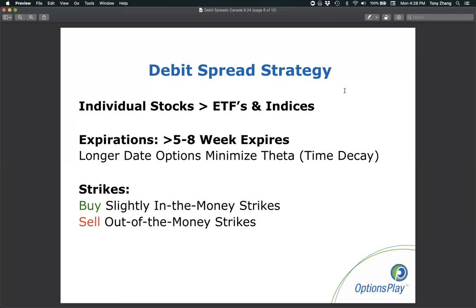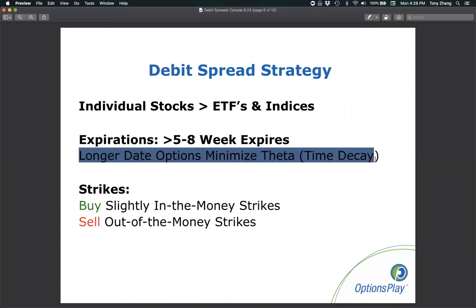When it comes to expirations, this is really where you want to trade longer dated options for debit spread strategies. The reason for this is that longer dated options minimize theta, because time decay is the factor that's working against you when you're buying an option. You want to minimize that time decay, what's causing the erosion of the value of your option, by buying longer dated options. Longer dated options have less theta, less time decay, so they're less sensitive to that.